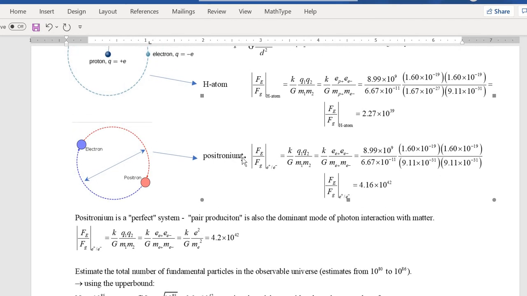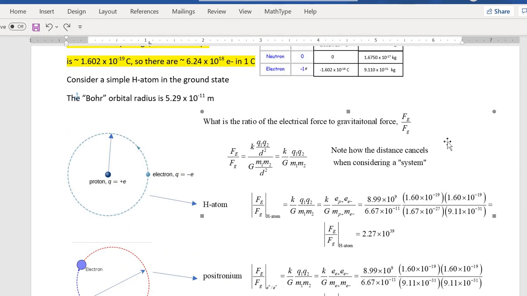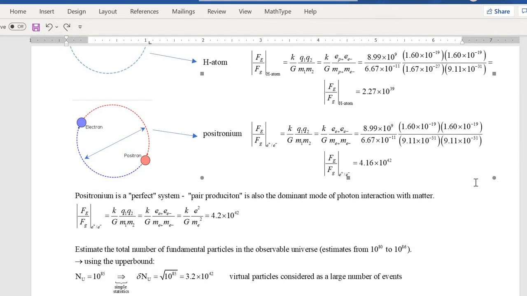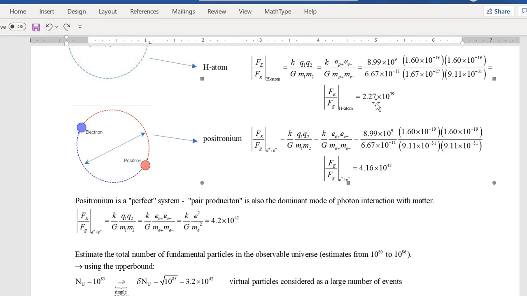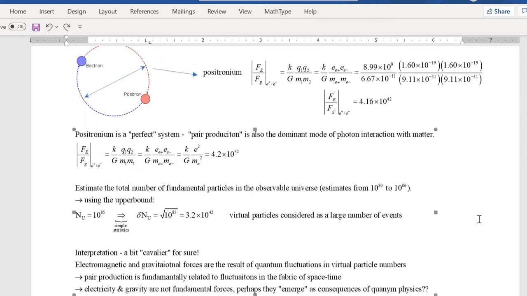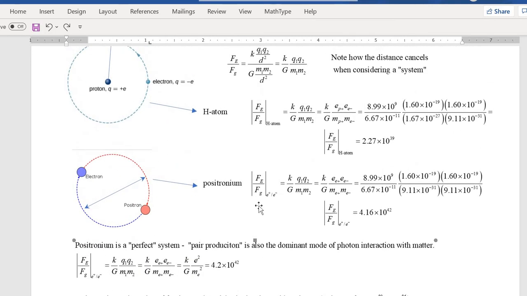But anyway, let's look at positronium, the ratio of electric force to gravitational force. We use the same formula, and when we plug in the charges of the electron and the positron, they're the same, both 1.6 times 10 to the minus 19, and the masses are the same, 9.11 times 10 to the minus 31. When you plug that in, you get a number 3 orders of magnitude larger: 4.16 times 10 to the 42. So the ratio of the electric force to gravitational force in positronium, this virtual form of matter, is about 42 orders of magnitude.